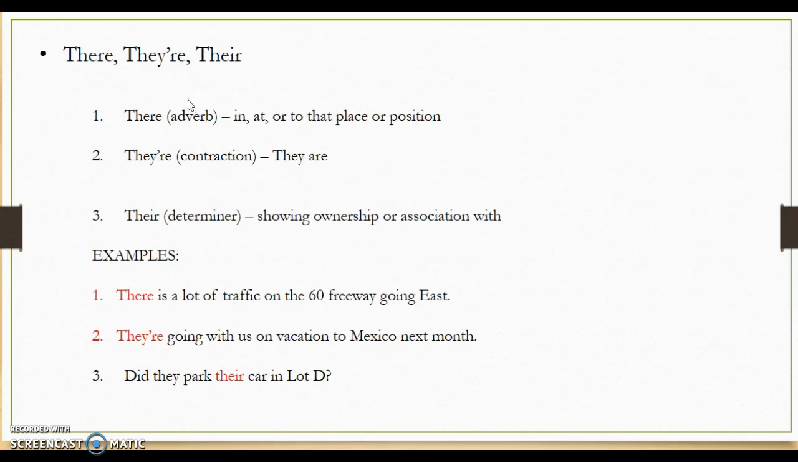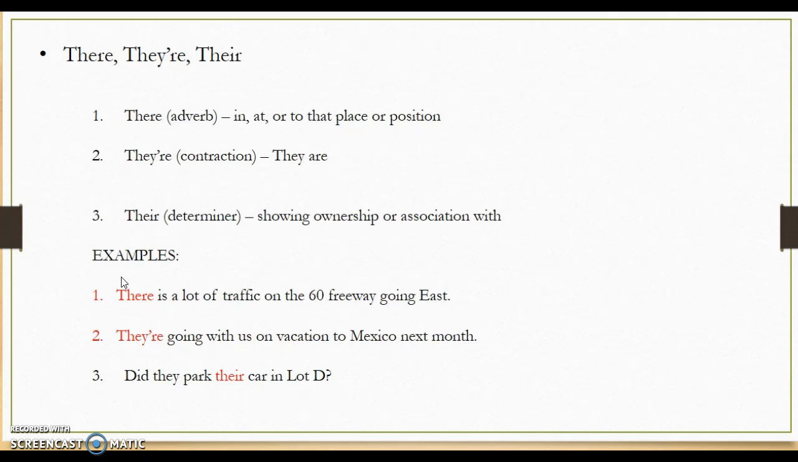The first there, T-H-E-R-E, is an adverb, and it refers to in, at, or to that place or position. The second there, T-H-E-Y apostrophe R-E, is simply the contraction form of they are. The third there, T-H-E-I-R, is a determiner or a modifier, and it shows ownership or association with.